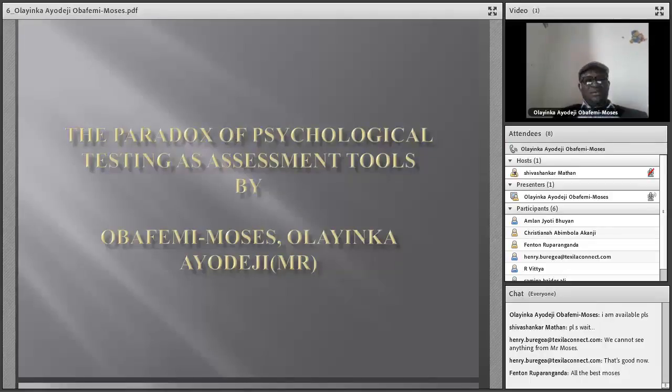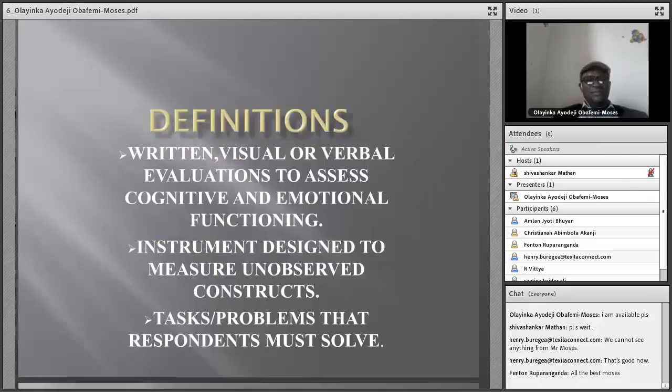My topic is the paradox of psychological testing as assessment tools. And I tried to define what psychological tests or testings are. They are the written, visual, or verbal evaluations to assess cognitive and emotional functioning of clients.